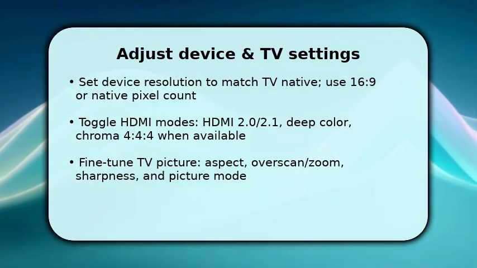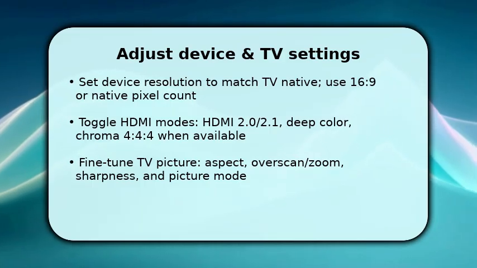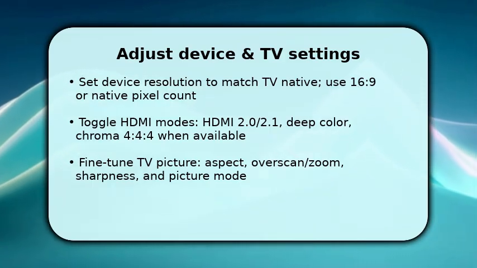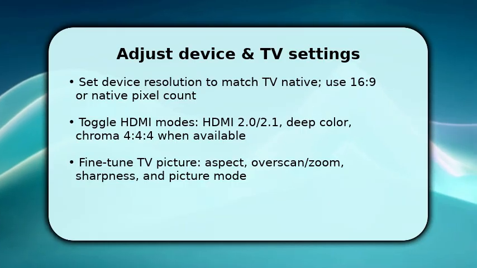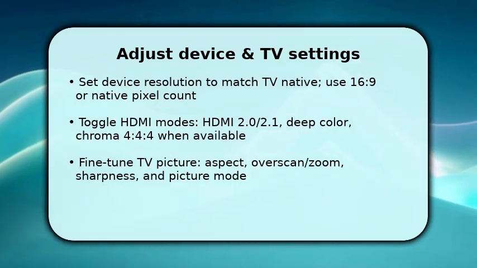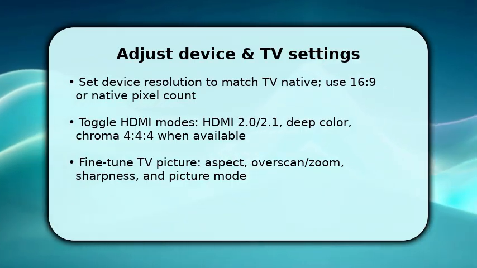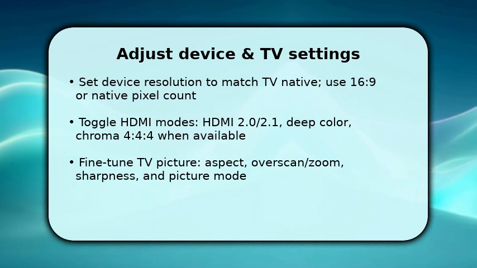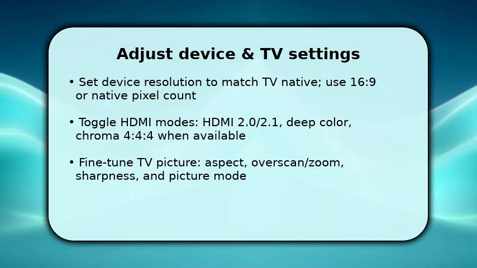On the TV, pick the correct HDMI mode and enable deep color or full chroma when needed to preserve detail. Also disable overscan or set aspect to 1 to avoid cropping. Adjust sharpness very low, too high introduces artifacts, and confirm changes with real content.